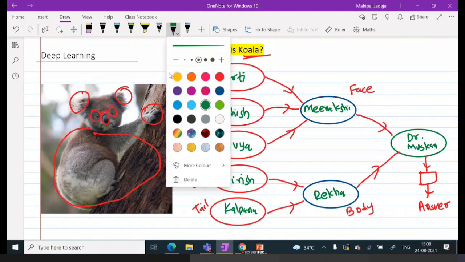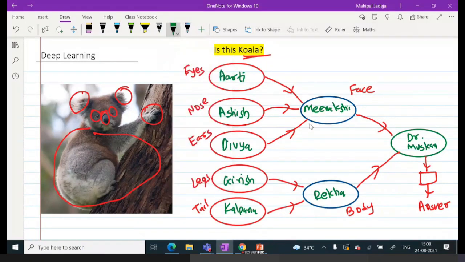So now let's start this process. Since Aarti is not sure whether these eyes belong to a koala or not, she is taking some inputs. That is for sure. All of them are getting input from this image, right? That is for sure, because only then can they answer, right?